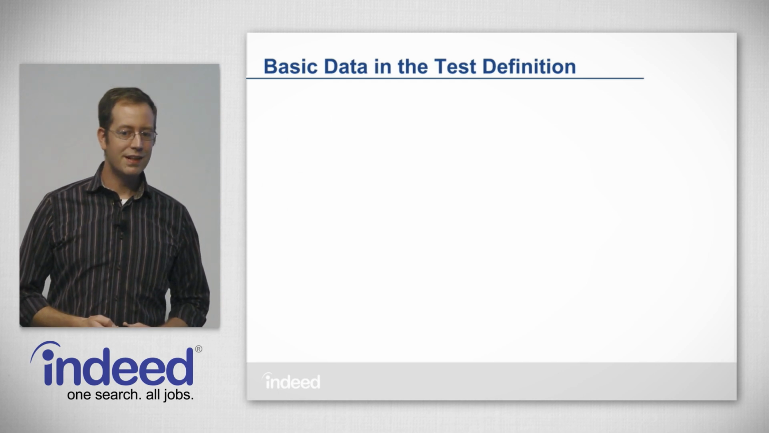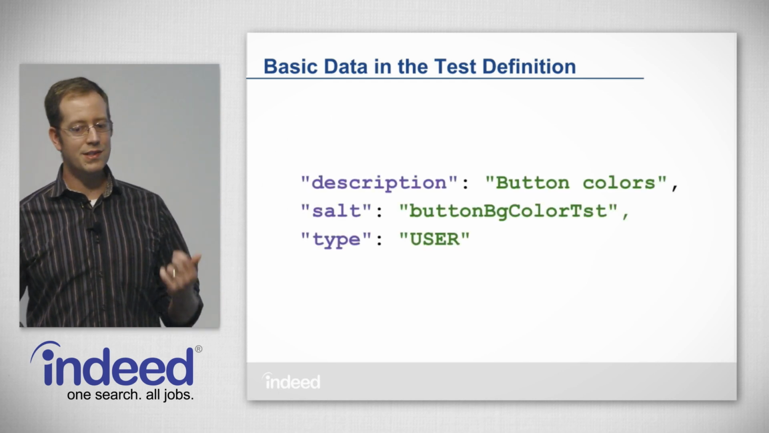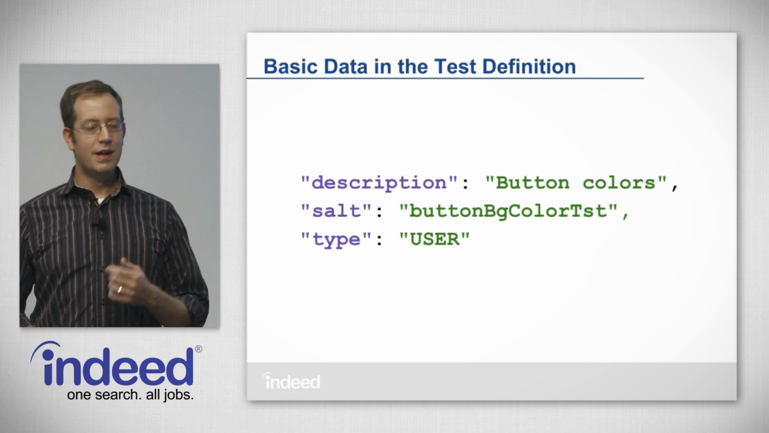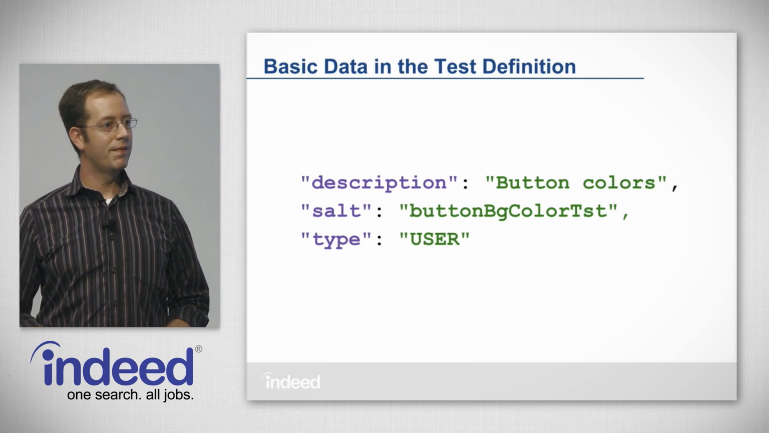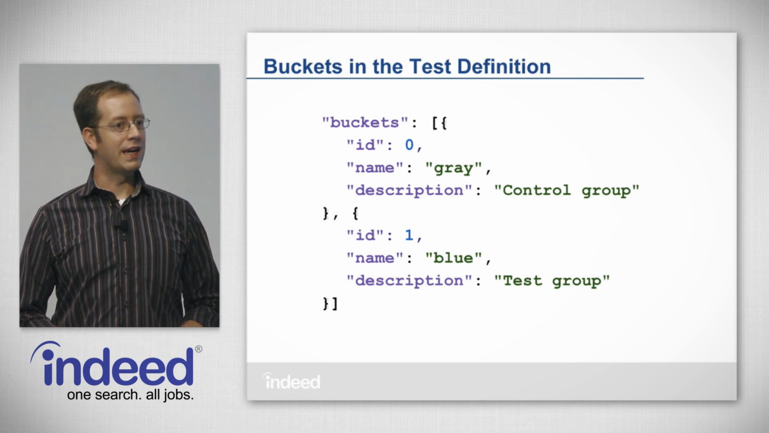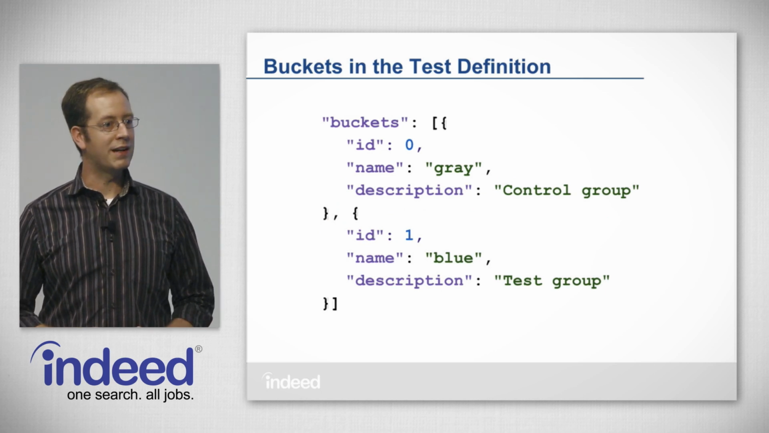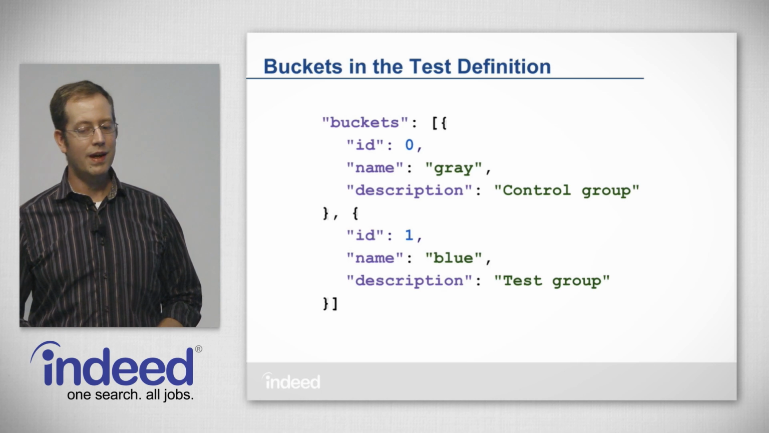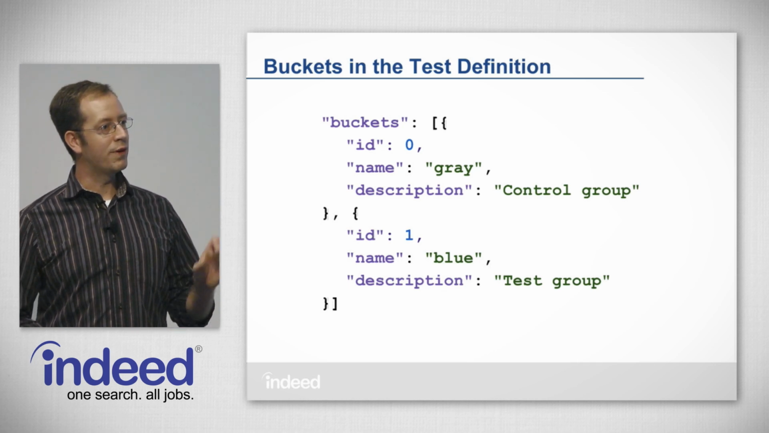The basic data is very straightforward. We have the description of the test, the salt that we needed to hash it, and the type. All of these are required. We have each of the buckets where we define the ID of the bucket. Again, 0 by convention is the control group. The name and the description, 1 for each of the buckets.